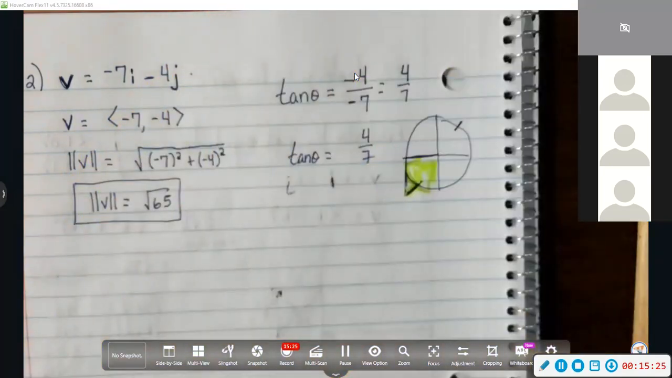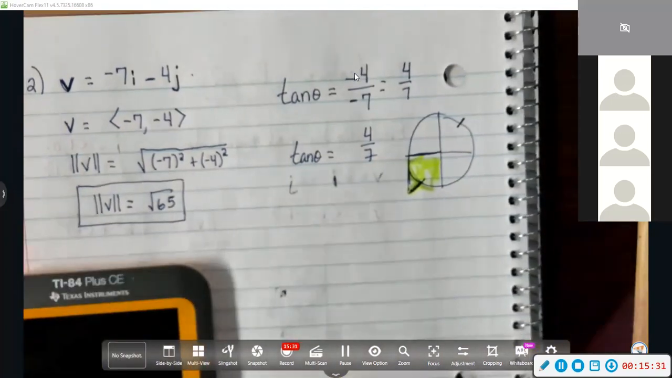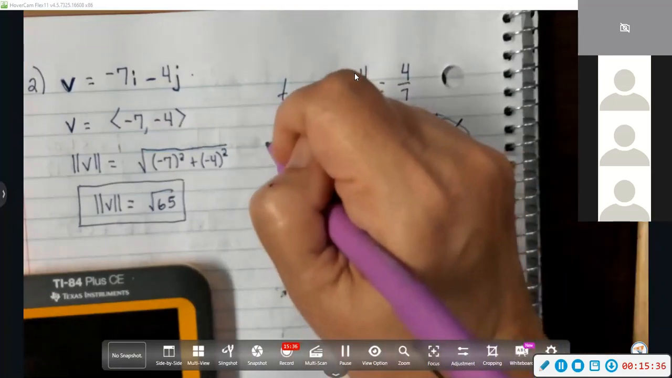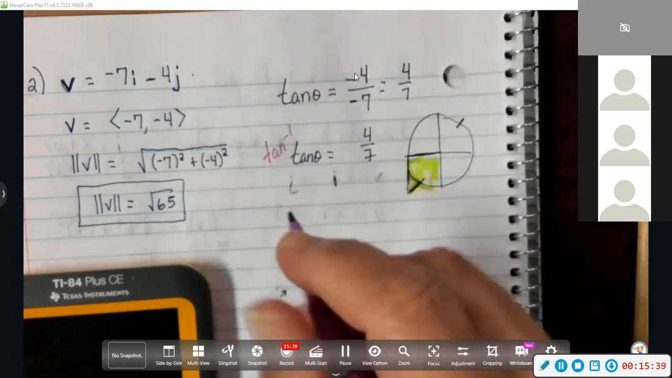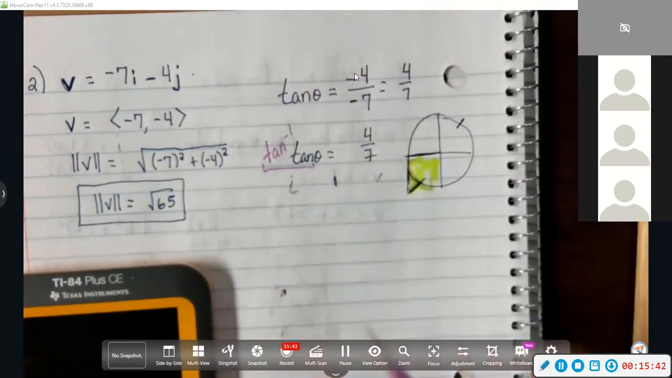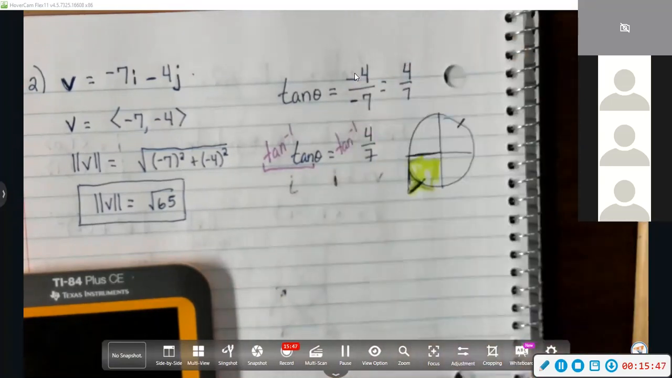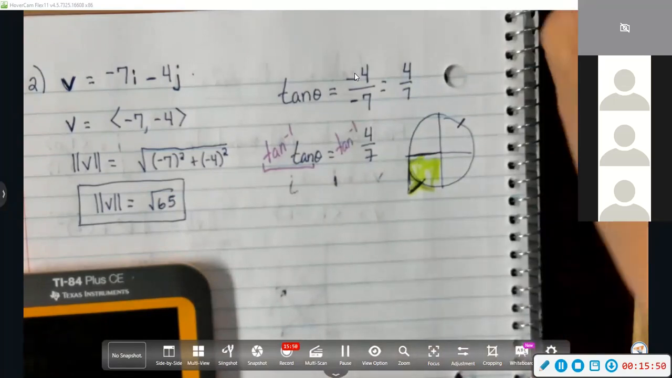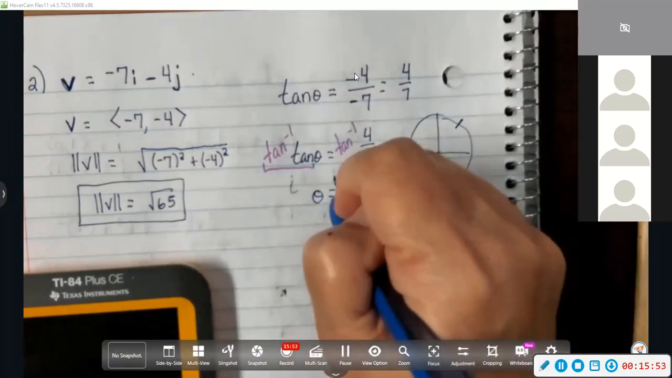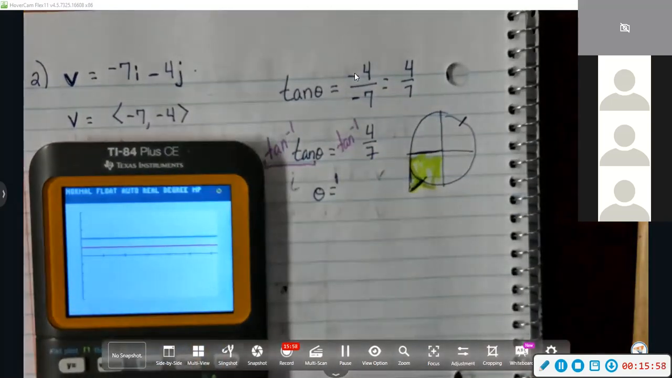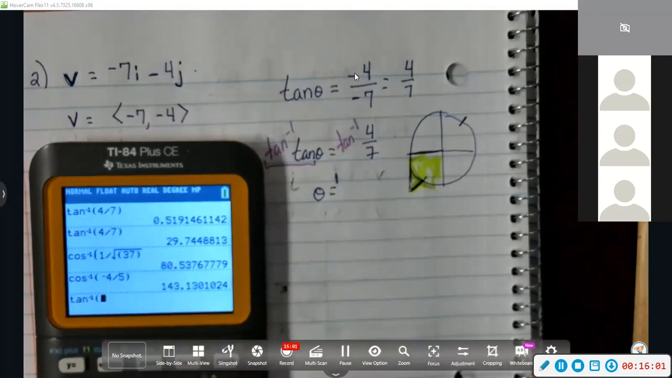So in that case, we're going to go to our calculator. Since this value is not on my unit circle, I'm looking for an angle. So I'm going to take the inverse tangent in order to undo tangent. And then I will take the inverse tangent of the other side, because whenever we're solving equations, we do the same thing on both sides. And then I'll go to my calculator and do inverse tangent of 4 divided by 7.